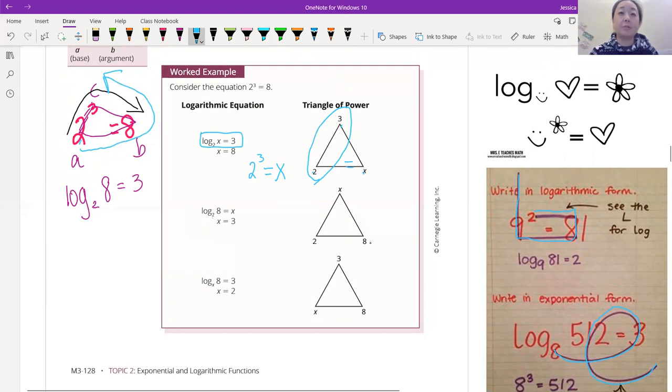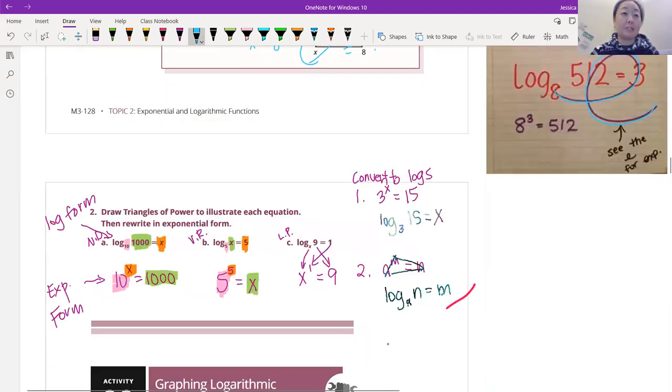So 2, 8, x. So 2 to the x power is equal to 8, right? And then this one right here, x, 8, 3. I feel like that's a sentence. So this is x to the third power is equal to 8, which would mean that this would have to be 2. But anyways, this is how you would write an exponential form, and this is what the triangle would look like.